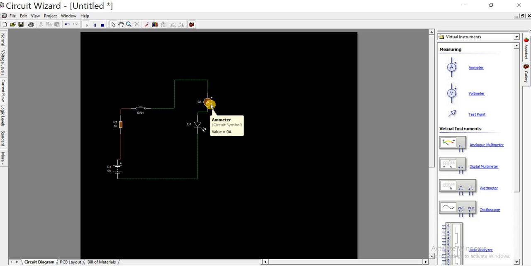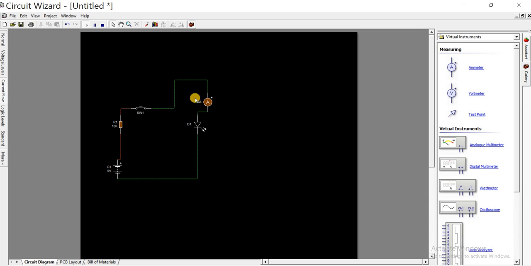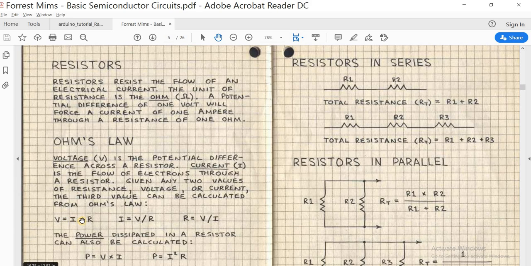Now the current is 0 ampere. If you play it now, see, it's 7.02 milliampere. If we increase this value to 10 kilo ohm, the value of the current flowing through the circuit should reduce. It's now 8.09 microampere.